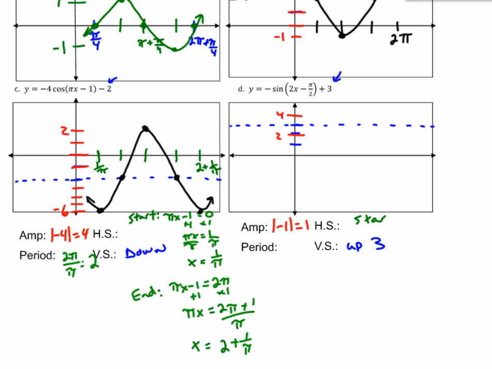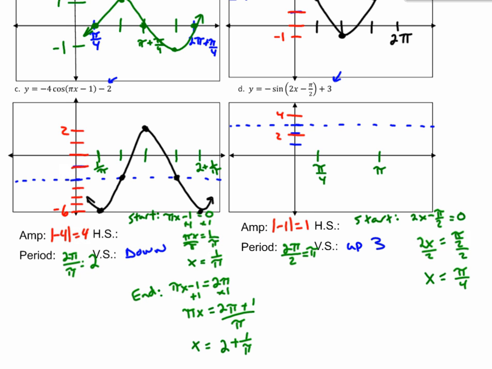I'm going to look at my starting point at 2x minus pi over 2 equal to 0. So add pi over 2 to both sides and divide by 2. When I divide by 2, I actually get pi over 4. So my new start is actually here at pi over 4. Oh, my period, I forgot my period. 2 pi divided by 2, which is pi. So my period is pi.